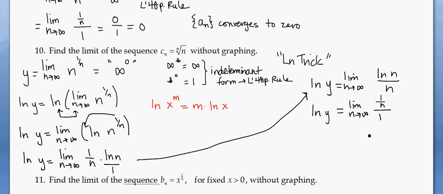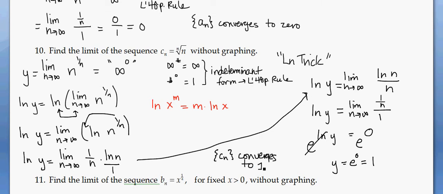So on the right, as we saw before, we get 0, and on the left we have the natural log of y. So to solve for y, we want to do the inverse operation of natural log. So that is to take e to the both sides of the equation. On the left, that gives us just y, and on the right we get e to the 0, which is 1. So finally we could say that our sequence C sub n converges to 1.